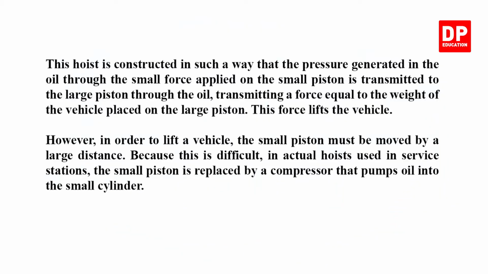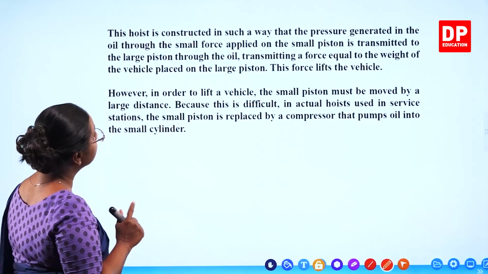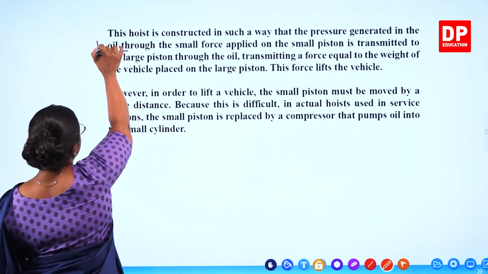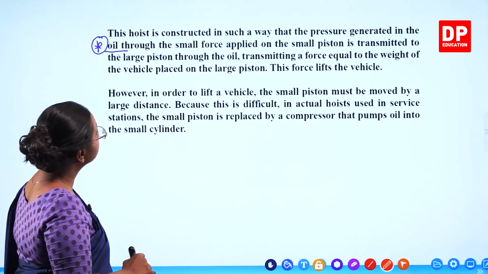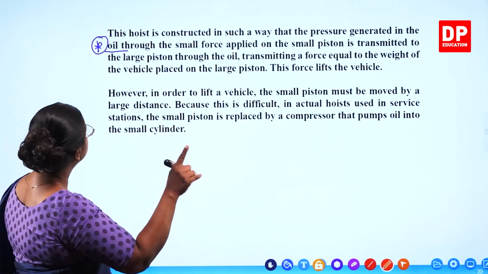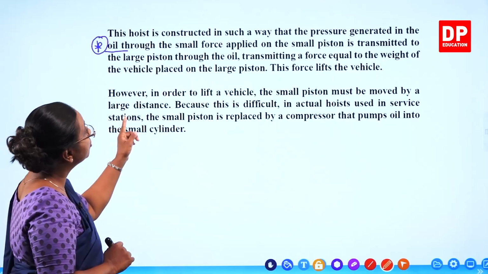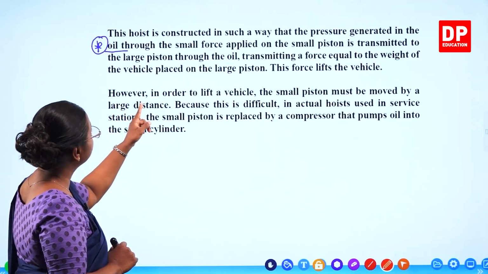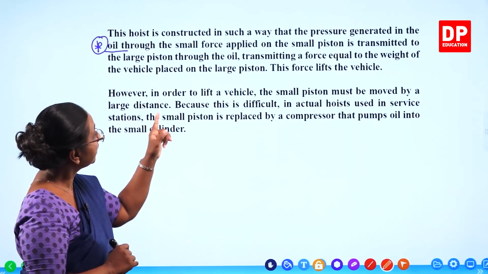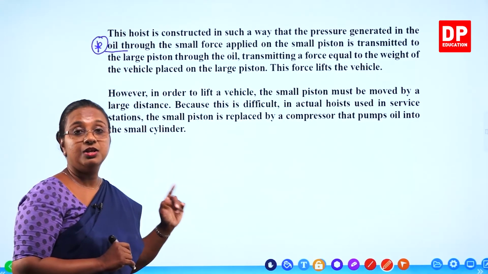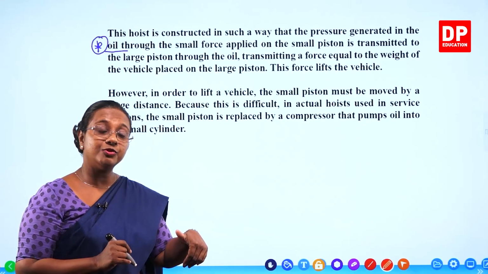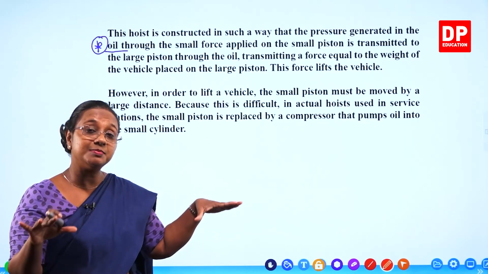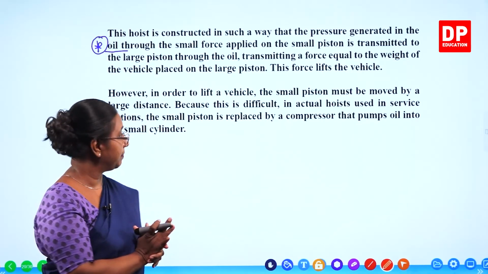So here this is the function. The hoist is constructed in such a way that the pressure generated in the oil, through the small force applied on the small piston, is transmitted to the large piston through the oil, transmitting a force equal to the weight of the vehicle placed on the large piston. This force lifts the vehicle. So you have piston A, you apply a force, that pressure is transmitted, and the vehicle placed on piston B, the larger piston, will be lifted up.